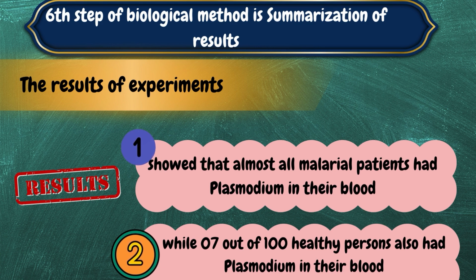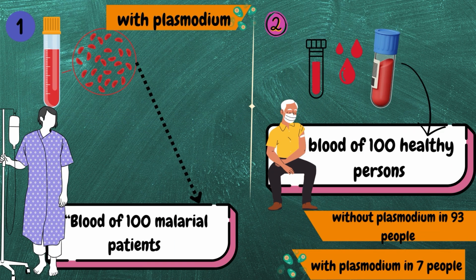Second result is, 7 out of 100 healthy persons also had Plasmodium in their blood. This diagram is representing above results. On one side, this diagram shows that almost all malarial patients had Plasmodium in their blood, while on the other side, this diagram shows that when the blood of 100 healthy people was taken, it was indicated that blood of 93 healthy people did not contain Plasmodium, while in the blood of other 7 people, Plasmodium was present.